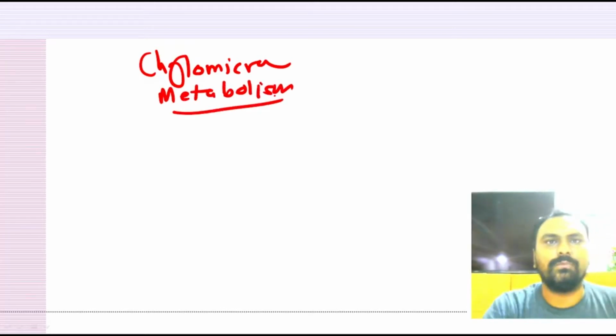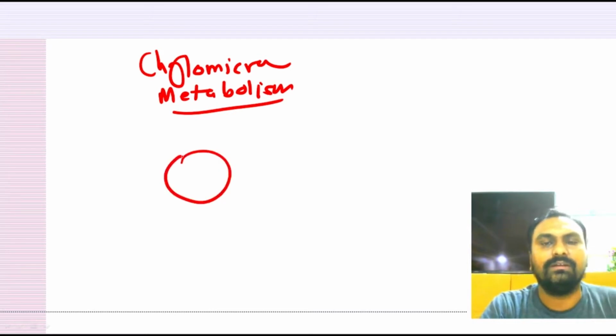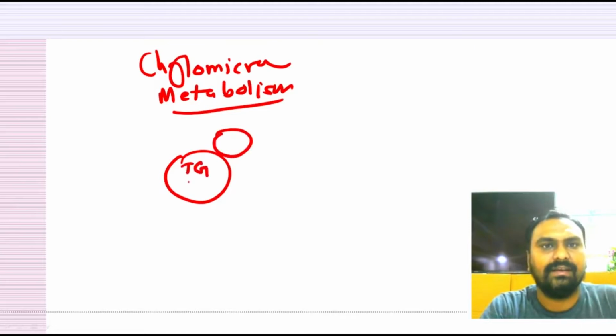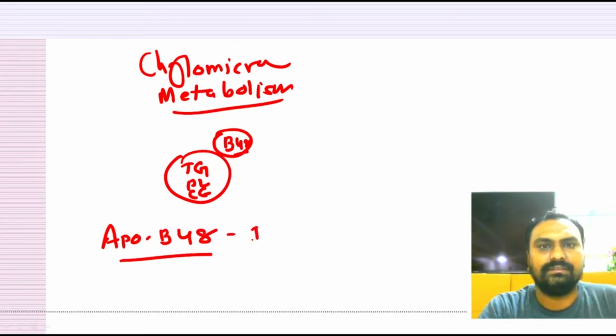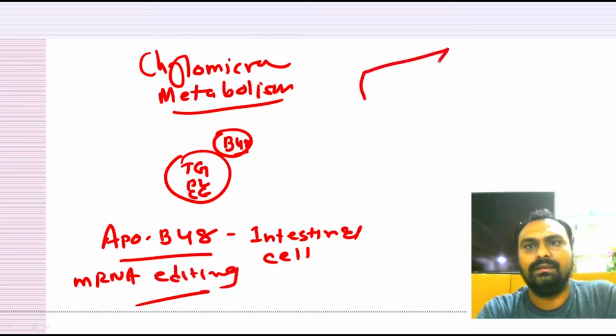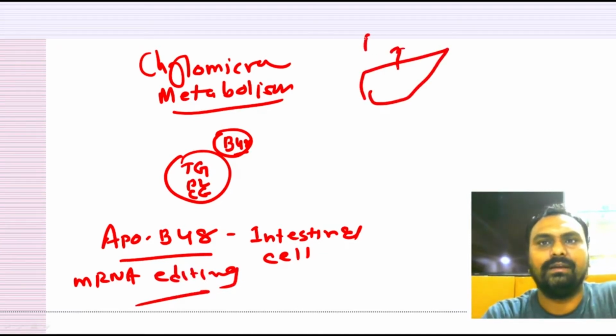So if we see the structure of chylomicron here, because lipids are insoluble in water, they are hydrophobic, so they require protein. The exogenously supplied lipids in the form of triglyceride, phospholipid or cholesterol will combine with ApoB48. This ApoB48 is the apoprotein which is synthesized by the intestinal cell by RNA editing. Here in the liver cell, ApoB100 is synthesized.